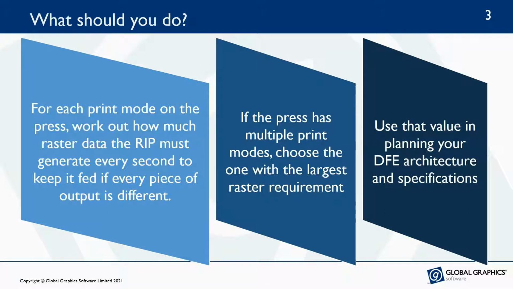Assume that a digital press is running at maximum speed, printing with as many colorants as it can use together, and that every piece of output, every page of the input PDF file, for instance, is different. How many megabytes or gigabytes of data need to be fed to the inkjet heads or toner drum per second? I realize that some presses have multiple print modes at different speeds and resolutions, and that the mode that requires the most data per second is not always the highest speed. I'd suggest calculating data rates for all of them and then just focusing on the one with the highest requirement.